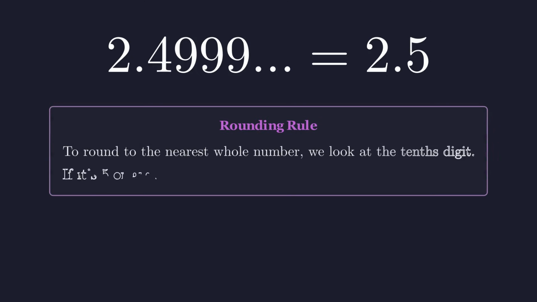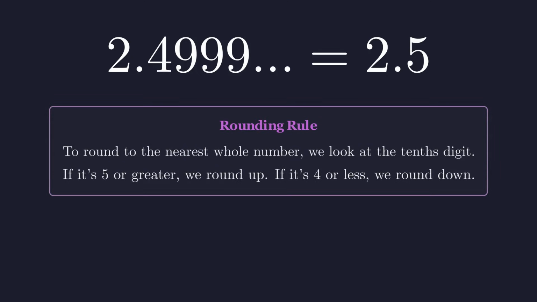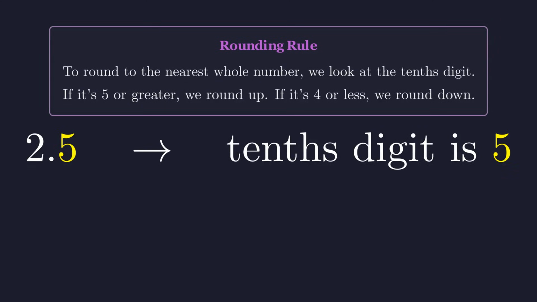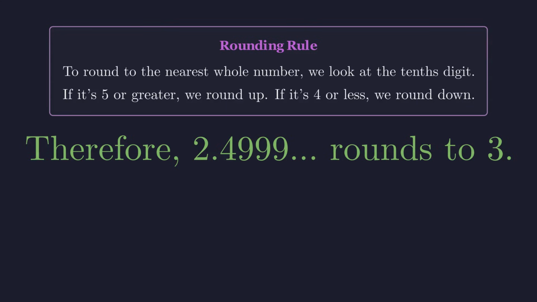So now we can finally apply the standard rounding rule. We look at the 10th digit. For 2.5, that 10th digit is 5. And the rule says 5 or greater means we round up. So 2.4999 repeating forever, being exactly 2.5, rounds up to 3.